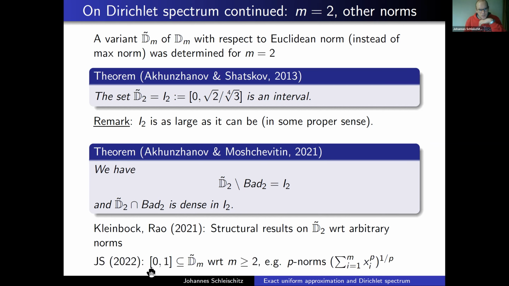What I should say from my new preprint is that it will follow, in fact, that for certain norms you always have some inclusion. For the Euclidean norm, it's not quite the result from above; this interval I_2 is larger, but for a large number of norms you always have some interval included in the D_m. For example, p-norms I can take, especially the Euclidean norm.